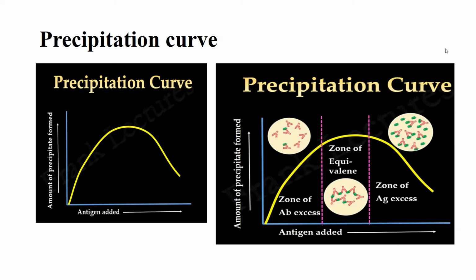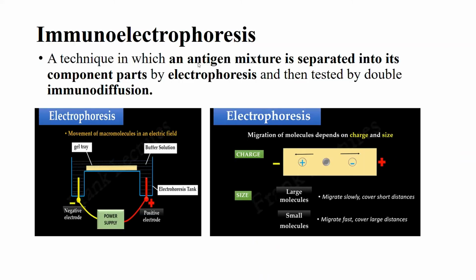excess. In the first one, the zone of antibody excess, there is no aggregation of antigens, hence no lattice formation will take place. In the zone of equivalence, we can see that the antigens and antibodies form lattice formations, hence there is a maximum of precipitation. And if you see the zone of antigen excess, again there is no aggregation of antigens, hence no lattice formation, so we can't see precipitation in this zone of antigen excess.